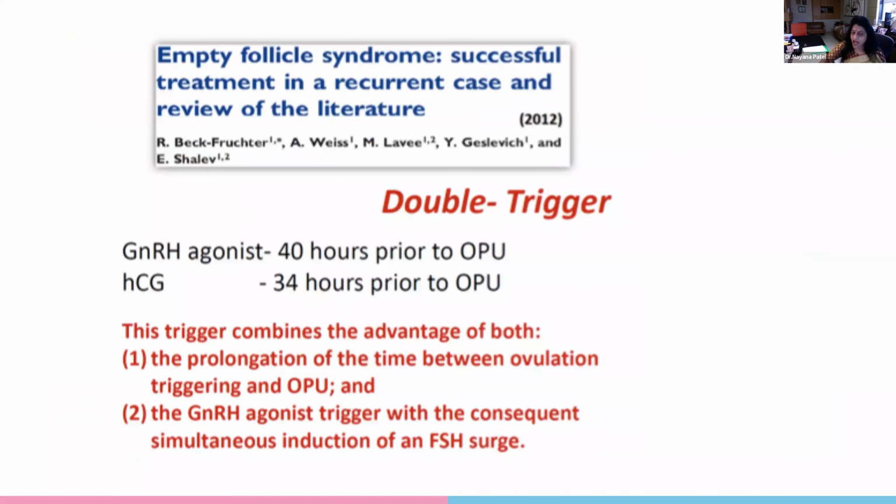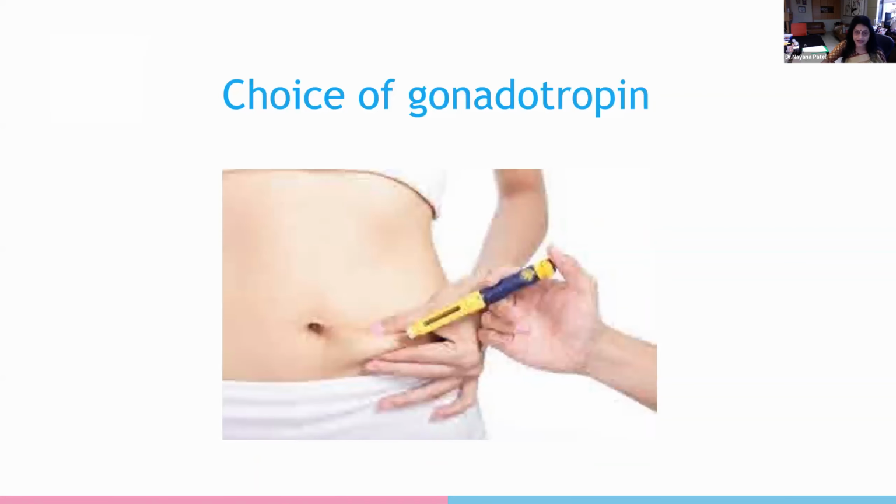Dual trigger is now a norm. Double trigger very rarely, because I also had a bad experience when I gave agonist 40 hours, HCG 34 hours before, and I took the patient for the egg retrieval and most of the eggs were ruptured. So you have to do it very guardedly. This, I have stopped doing it now.